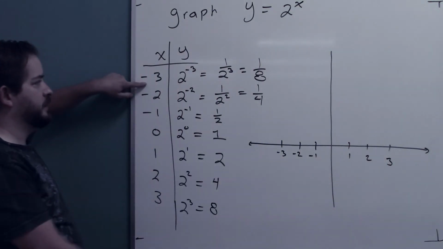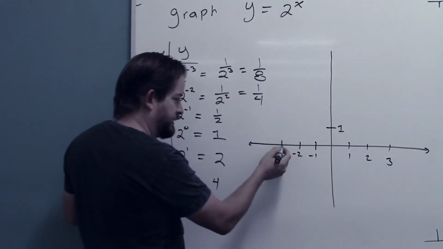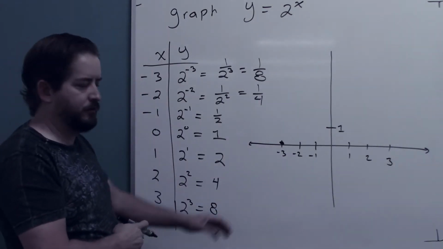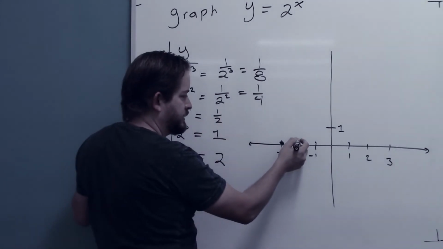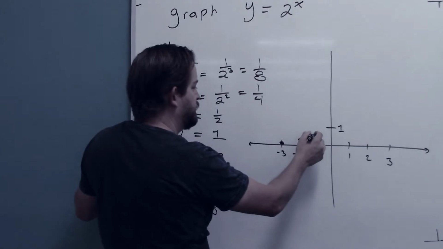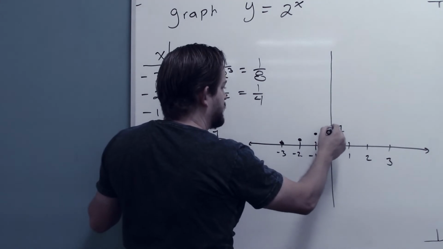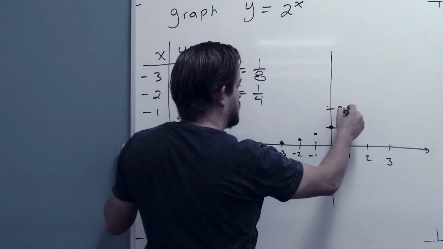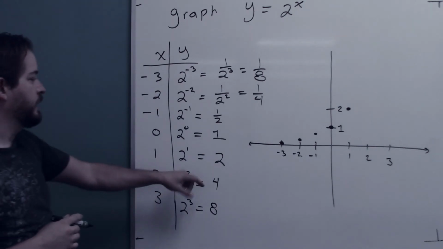If x is -3, y is 1/8. So let's call 1 right here. And if x is -3, y is 1/8, which is not far off of the x-axis, not very far up, right? If x is -2, I have y as 1/4, and so it's a little bit higher. If x is -1, y is 1/2, so a little higher. If x is 0, y is 1, so I go through here. If x is 1, y is 2, so I go through there. If x is 2, y is 4.